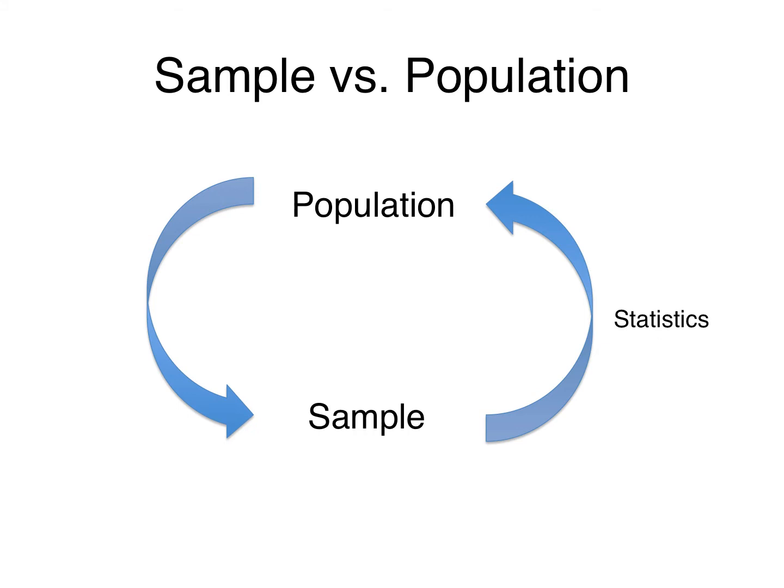So just a quick review about the difference between a sample and a population. A population contains all the people or units that you're interested in for your study. So for example, all nurses who work in hospitals in Vancouver. A sample is a subset of the population selected to represent the entire population. So for example, 200 nurses working in hospitals in Vancouver. Statistics are numerical characteristics obtained from the sample of data. So for example, the proportion of nurses in our sample who have had a workplace injury in the past year.